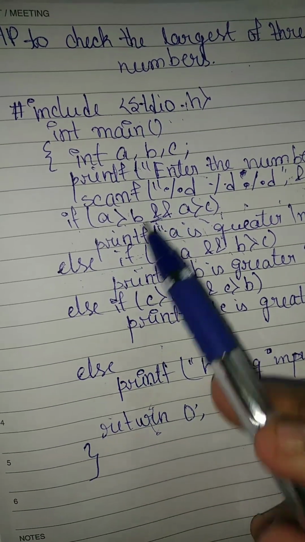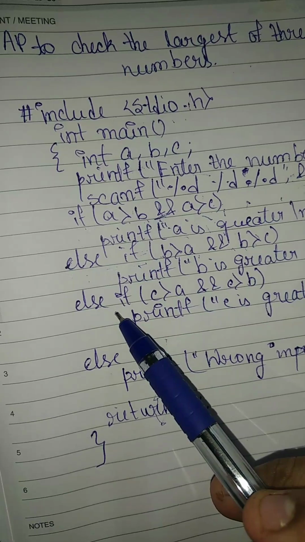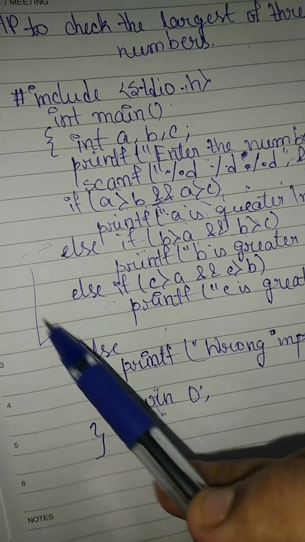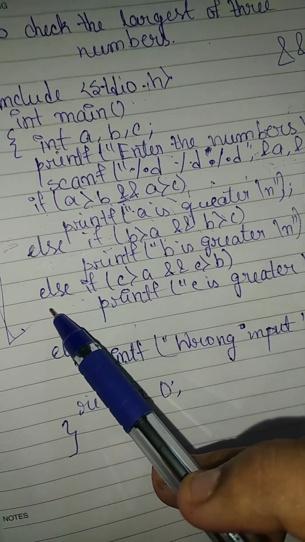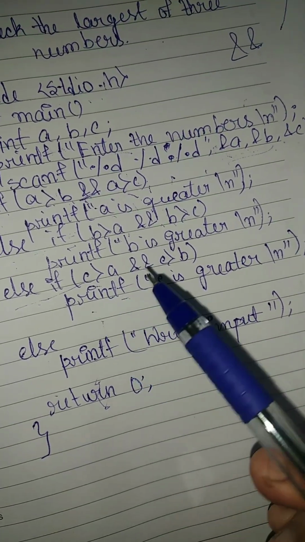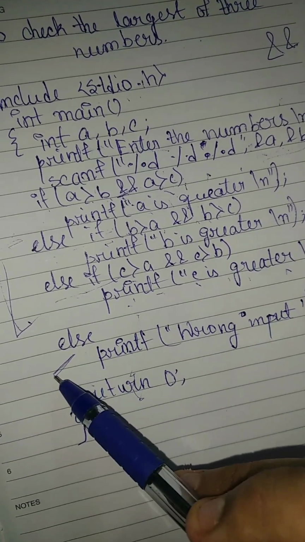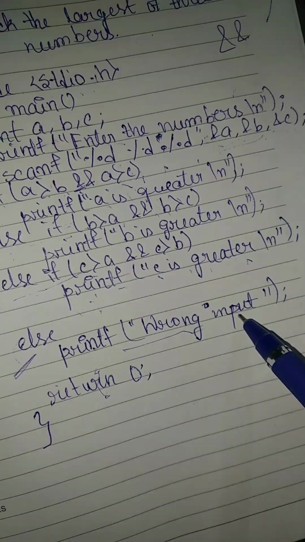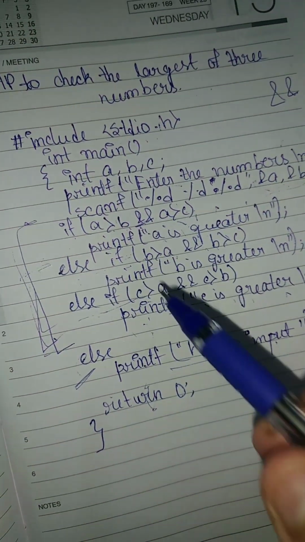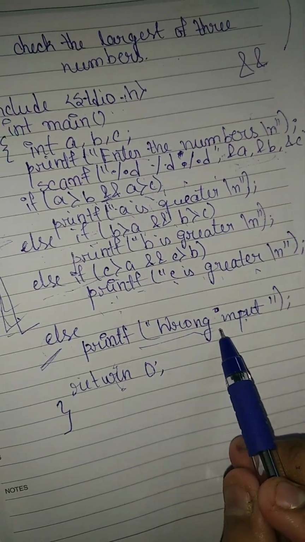And after that I have written another else if. Previously I told that within one program we can use more than one else if. So here I have written 2 else if. In the last else if I have written if c greater than a and c greater than b, then it will print that c is greater. And lastly, I have used else. Within else, I have written wrong input. That means if these three conditions are false, then the input is wrong, and it will print that.